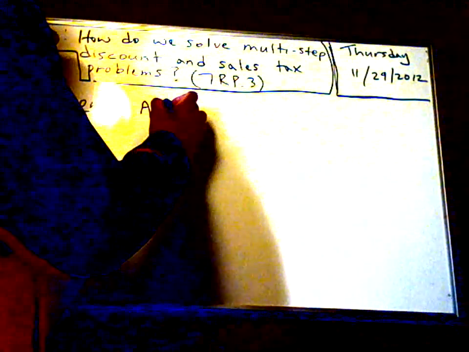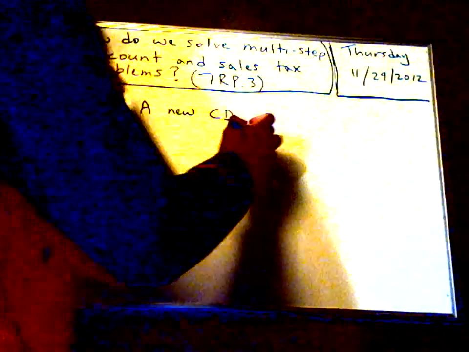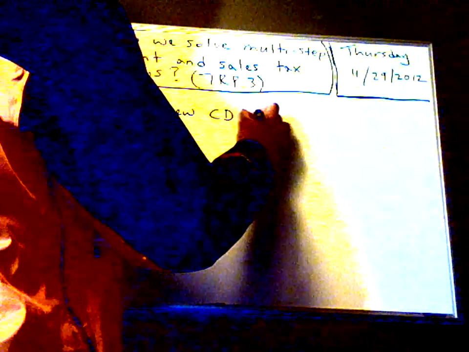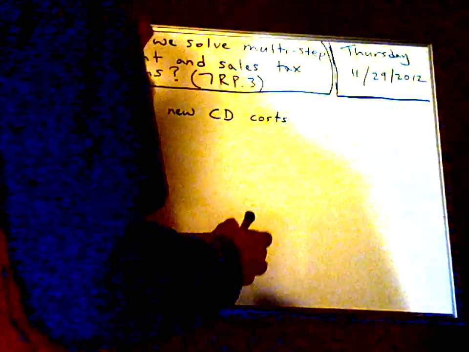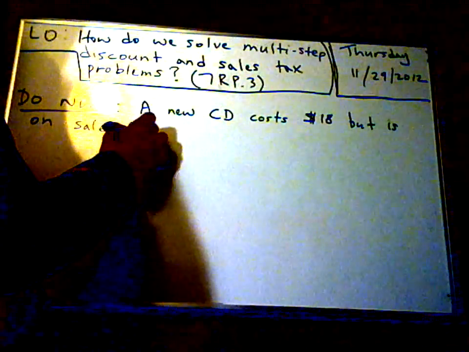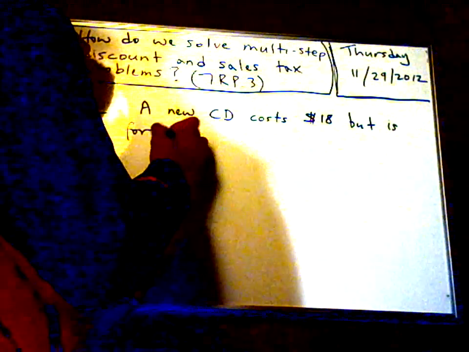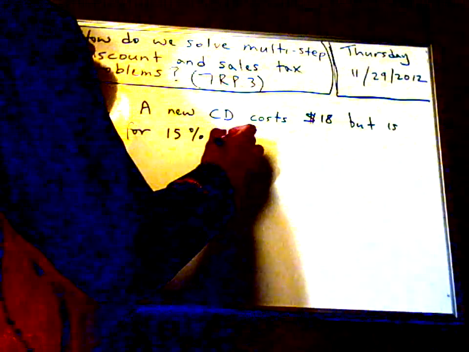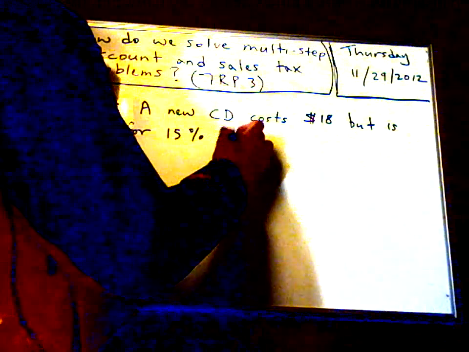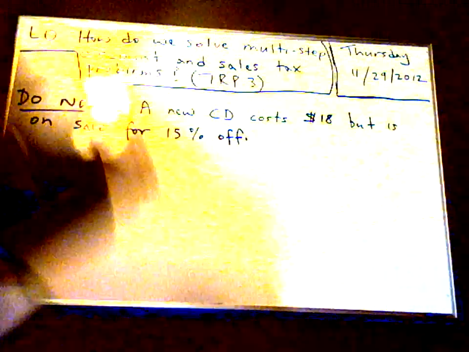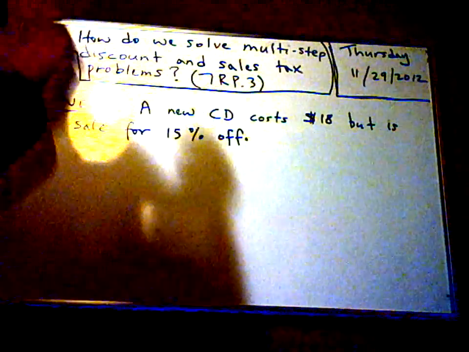A new CD costs $18 but is on sale for 15% off. Okay. A new CD costs $18 but is on sale for 15% off.